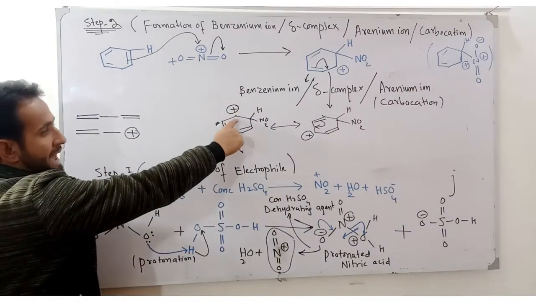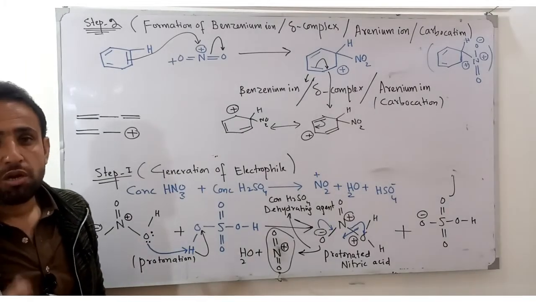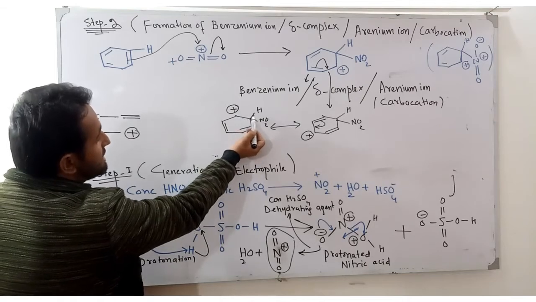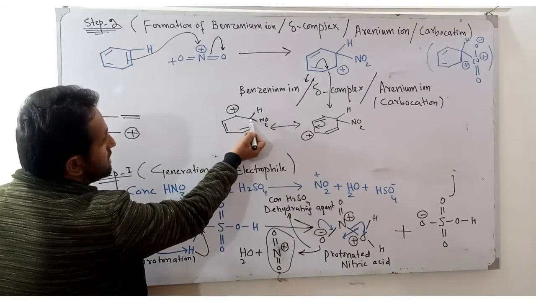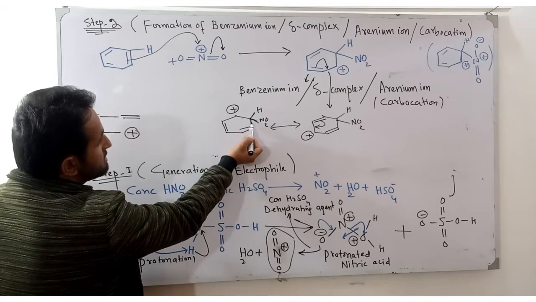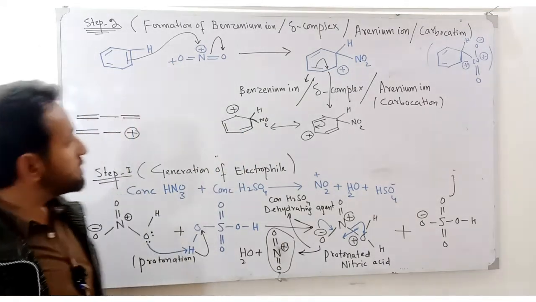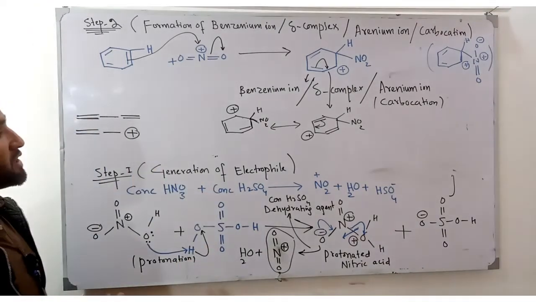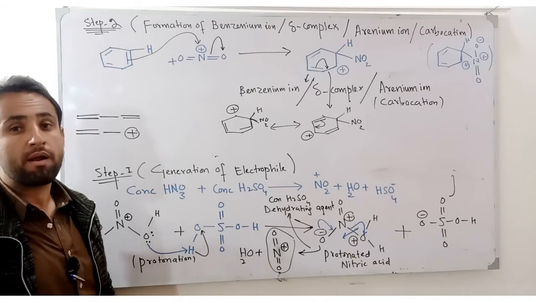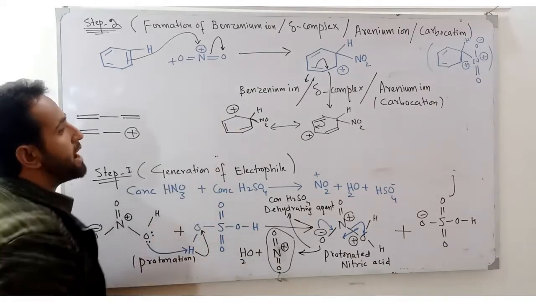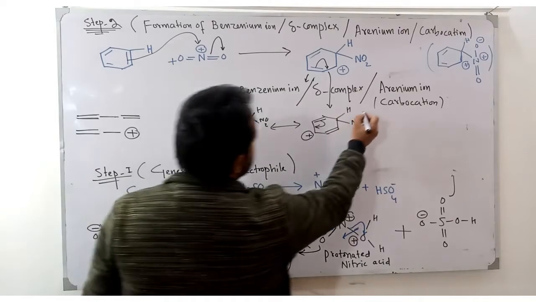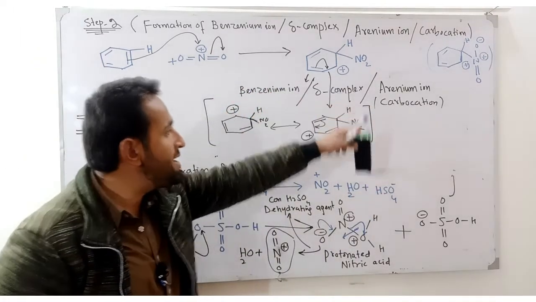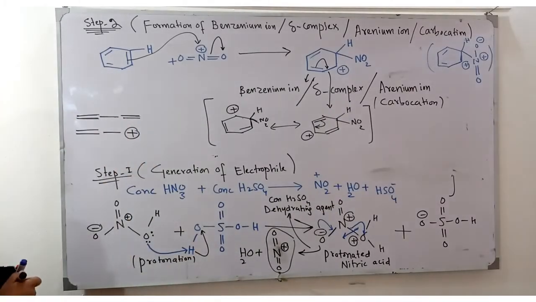Now, next to this carbon, is there any conjugation? No, because this is a positive charge with a single bond, but there is no double bond attached. Here is also a single bond, there is also a single bond, and this is also a single bond. So no further resonating structure will form because the conjugated system is no longer present on this side. So these two will form basically the resonating structures of the sigma complex, or benzenium ion, or arenium ion. This is step number 2.